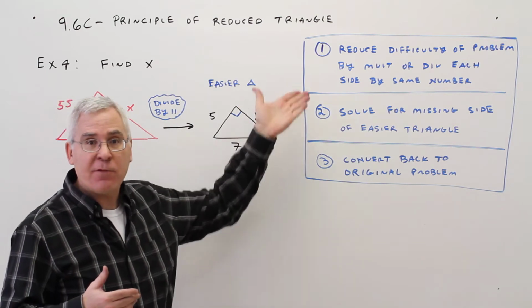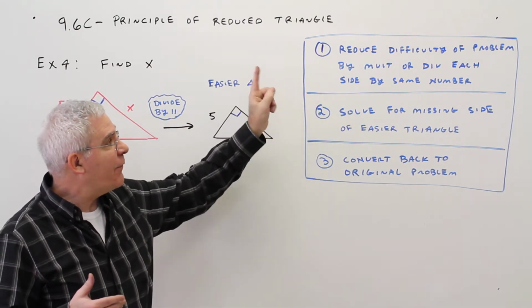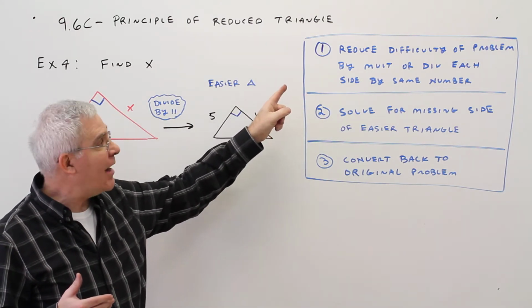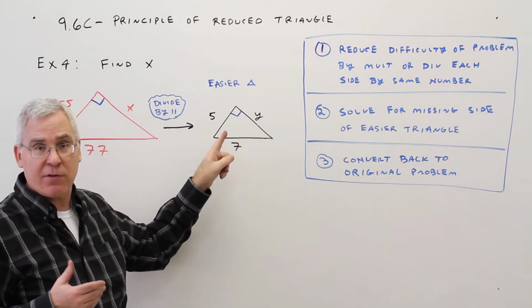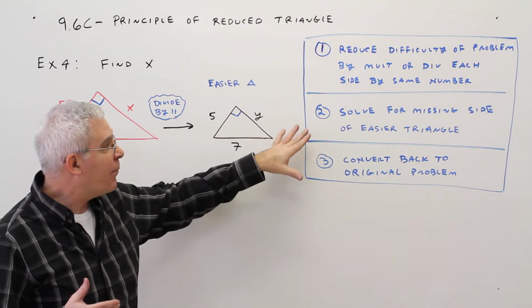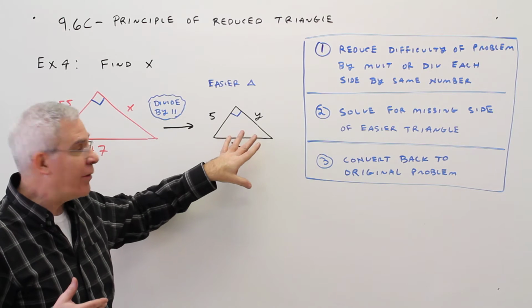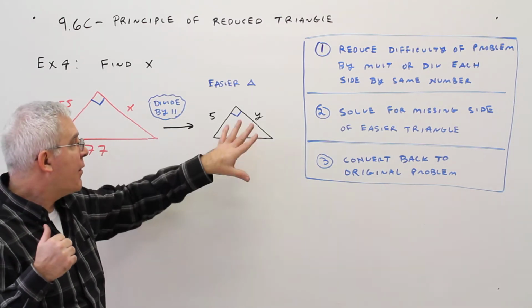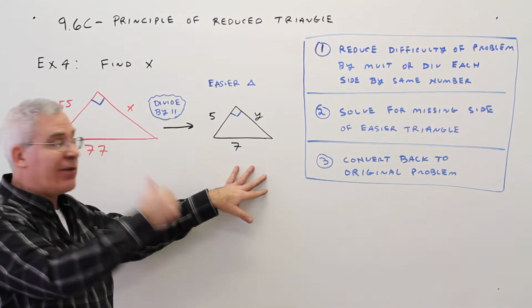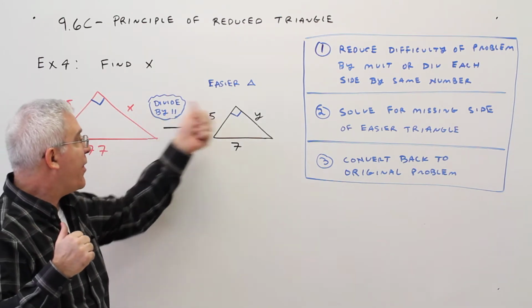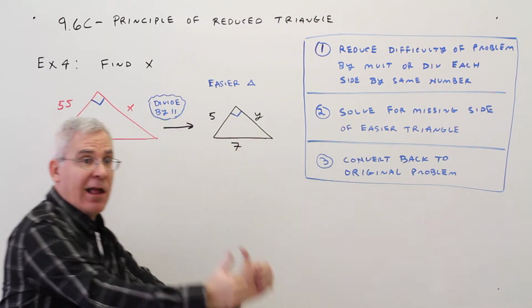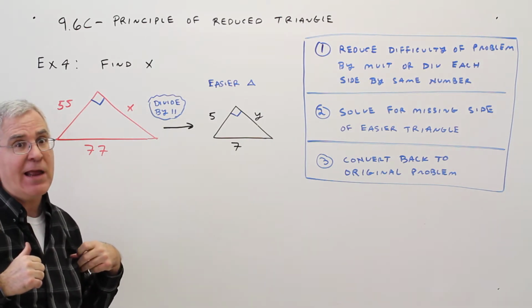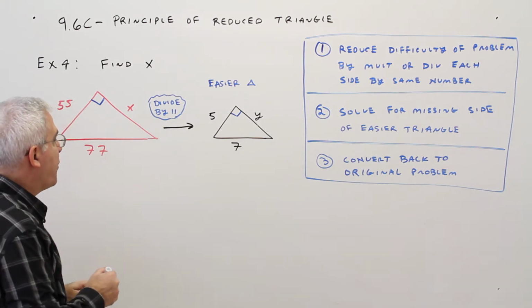Okay, so here's the principle over here. Reduce the difficulty by multiplying or dividing each side by the same number, which I just did in step 1 here. Solve for the missing side of the easier triangle, which I'll solve for y, and then convert back to the original problem. So once I solve for y, to get back to the original problem, since everything here got divided by 11, I'll have to multiply by 11 at the very end. Okay, so let's solve this problem.